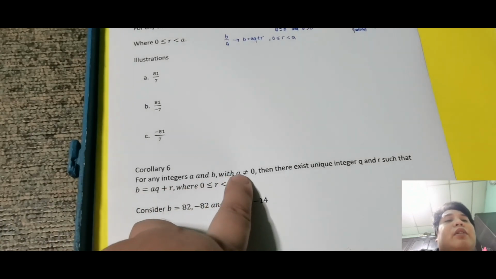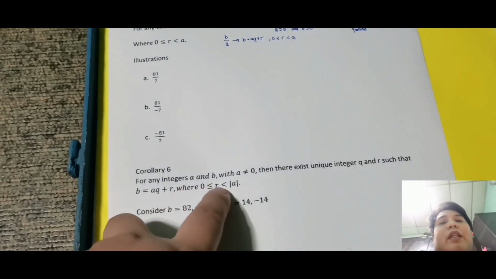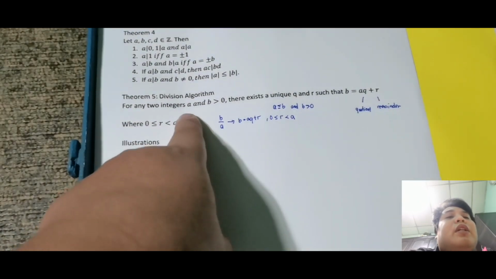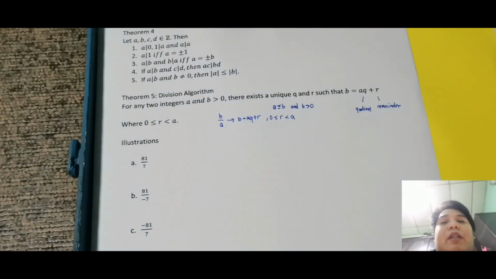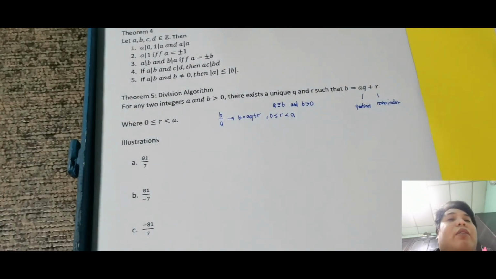Then, dadagdagan ko konti ng corollary para maiwasan ko na yung mga negative. Sabi niya, for any integers A and B with A not equal to 0, then there exists a unique integer Q and R such that B is equal to AQ plus R, where 0 is less than or equal to R, less than absolute value of A. So, nirevise lang niya to, si A inirestrict niya na hindi na mag-0, kasi possible na mag-0 to, yung sa ilalim. Okay, so pag nag-0, undefined, so hindi gumagana yung division algorithm, kaya nagkaroon ng corollary.